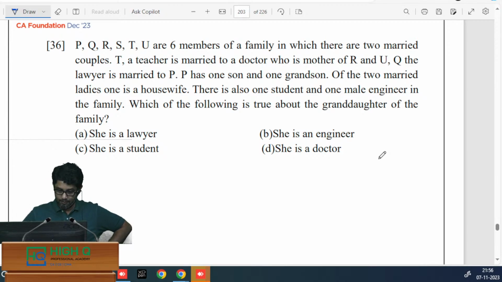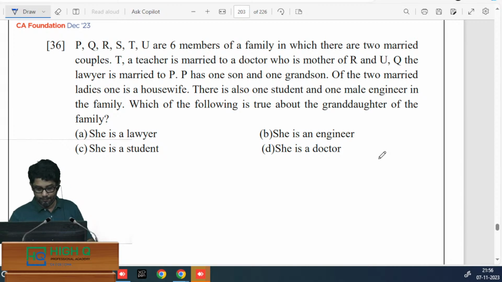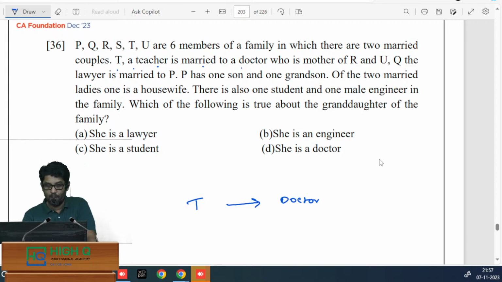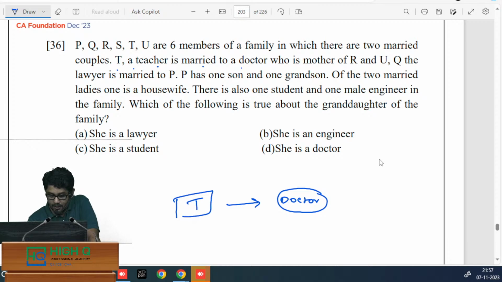Okay, let it be. One by one we'll go. Family in which there are 2 married couples. T, a teacher, is married to a doctor. Listen here. T is married to doctor. I don't know who is doctor. I'll find out later. Who is male, who is female, I don't know. Who is mother of R and U? So doctor is female, teacher is male, and she is mother of R and U. Am I right, my dear? Yes.